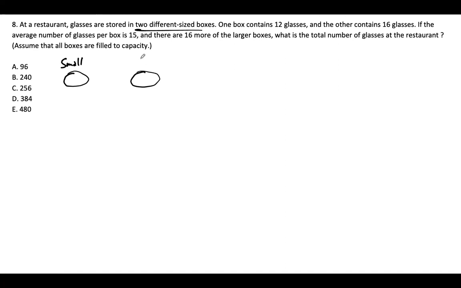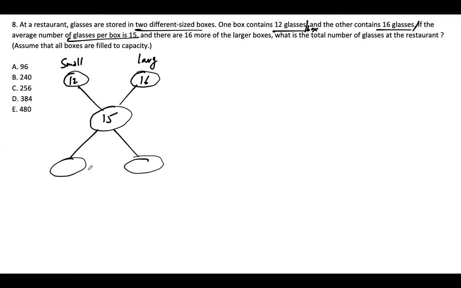One box contains 12 glasses and the other contains 16 glasses. So 12 glasses per box, 16 glasses per box, small and large. If the average number of glasses per box is 15, and I have the average information, I'll apply alligation. And there are 16 more of the larger boxes. I'm not using this information as of now.